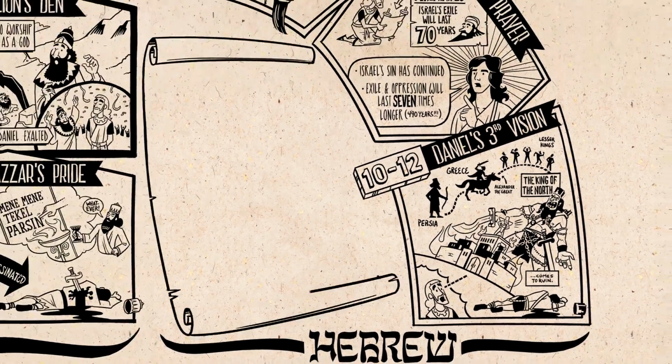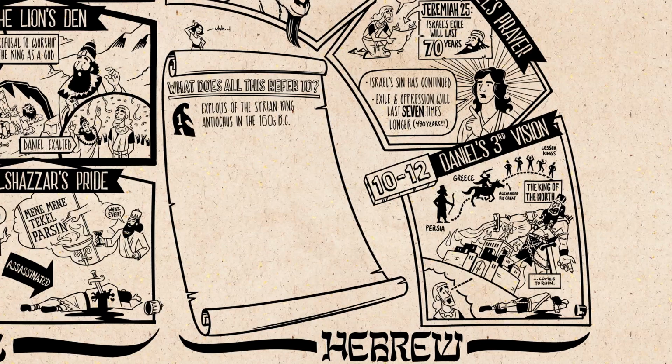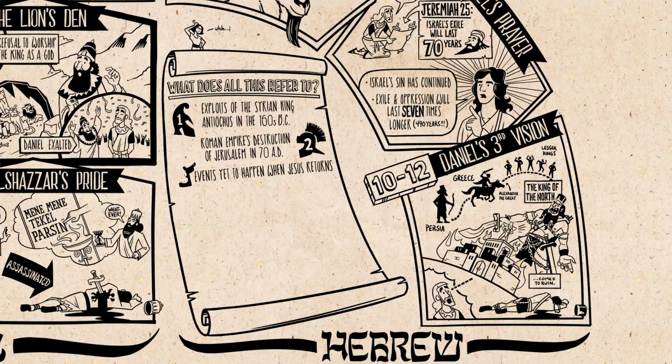Now, there's been endless debate about what all of these visions refer to. Many see a clear connection to the exploits of the Syrian king Antiochus in the 160s BC. He killed many faithful Jews in Jerusalem and set up idols in the temple. Others think it points forward to the Roman Empire's role in the execution of Jesus and the destruction of Jerusalem and the temple in AD 70. And still others think it will be fulfilled in future events that have yet to happen when Jesus will return. Now the problem is that the symbols and the numbers, they don't quite match any of these views perfectly.